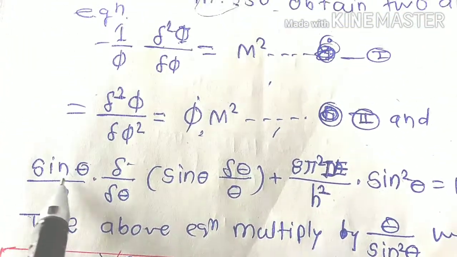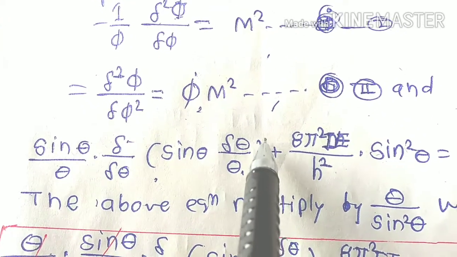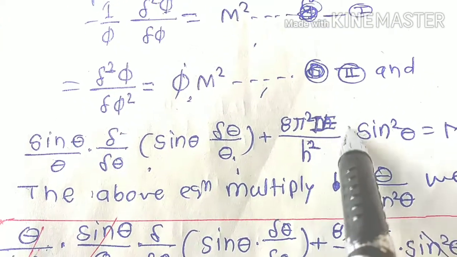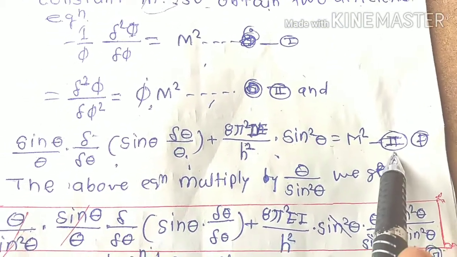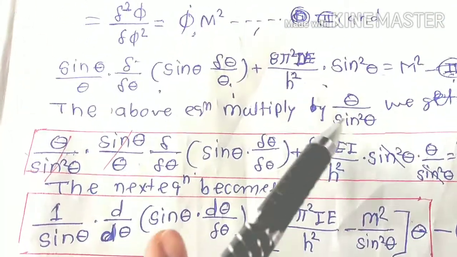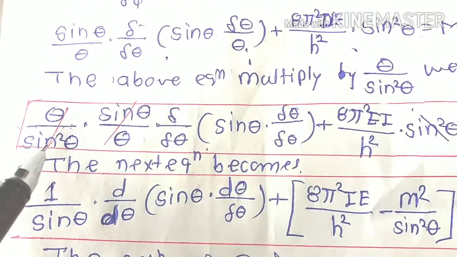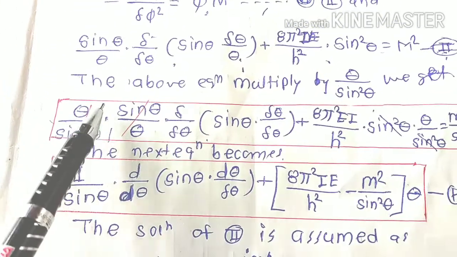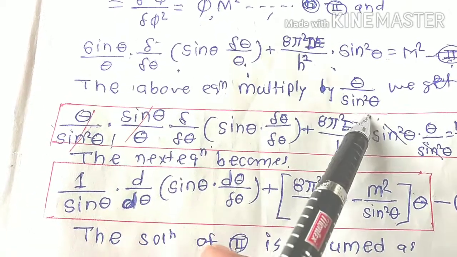Then the above equation becomes (sin θ/Θ) ∂/∂θ (sin θ ∂Θ/∂θ) + (8π² I E/h²) sin²θ = m². So this is called equation F. The above equation we multiply by Θ/sin²θ.